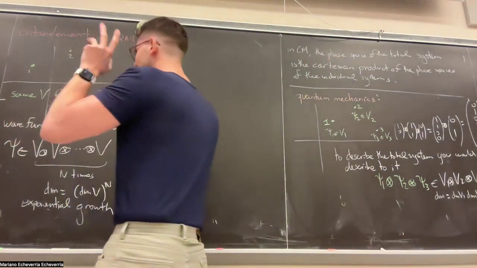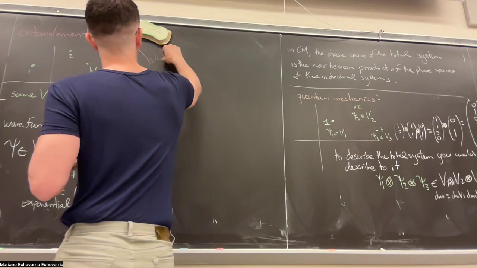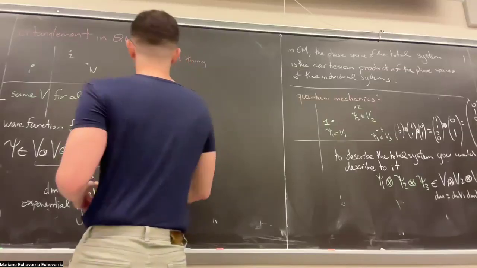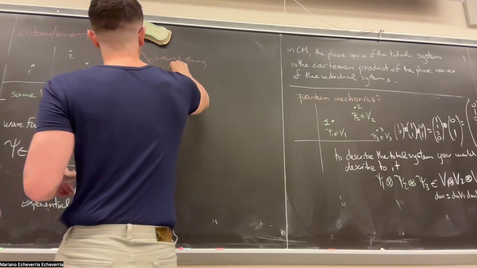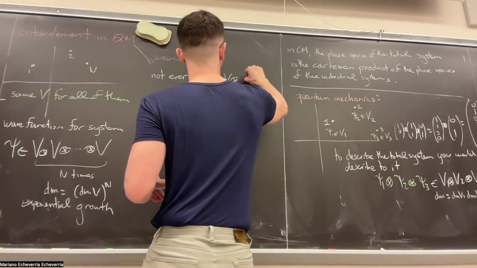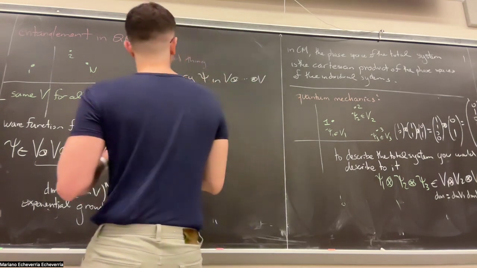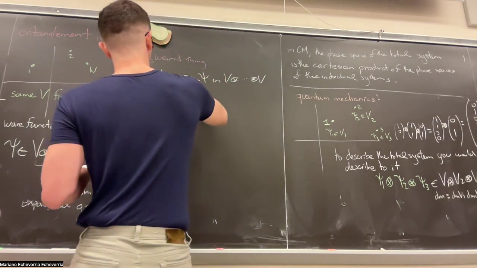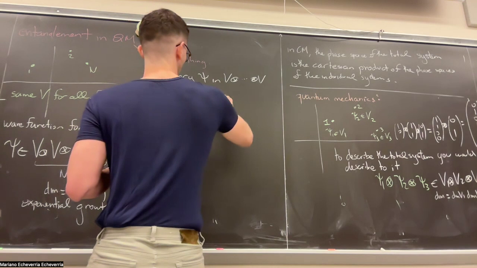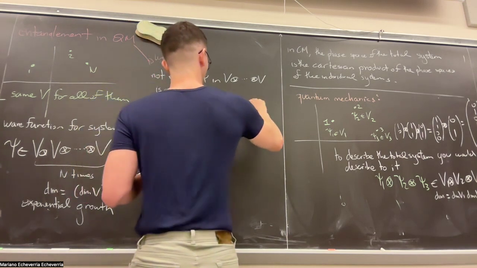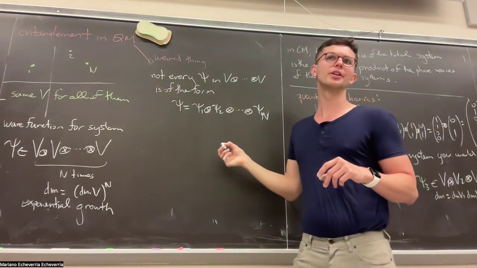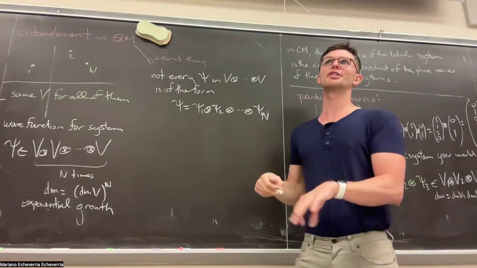Okay, so the weird thing is that once you have a vector in a tensor product, not every psi inside the tensor product is of the form, remember, those were called simple vectors. So not every vector in a tensor product is simple.